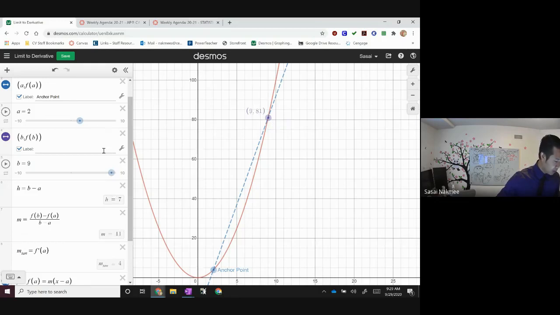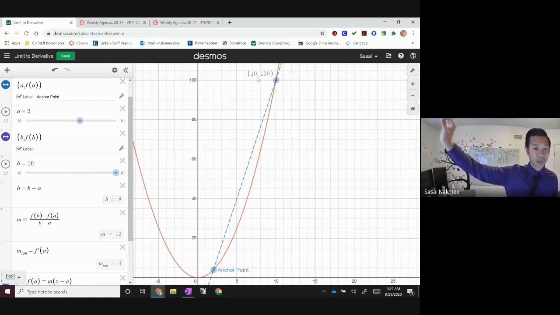Now, the secant line that's being drawn there, I'm calculating the slope of it right here. So when we were calculating the slope of the secant line when the sliding point was at x equals 10 and my anchor point was at x equals 2, you see here the slope that we got was 12, and that's the slope of this dotted line.